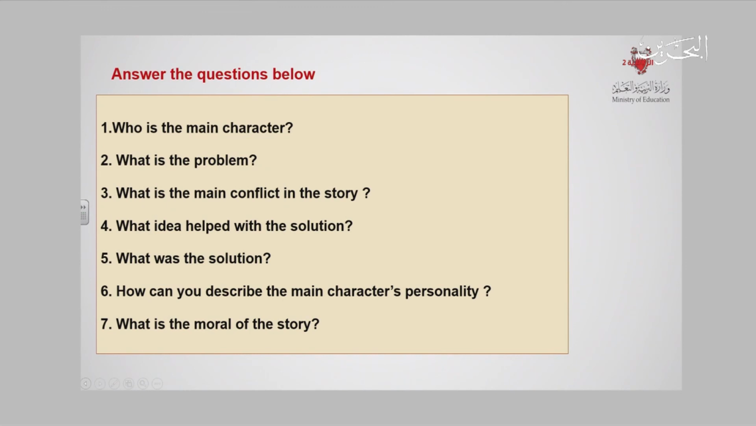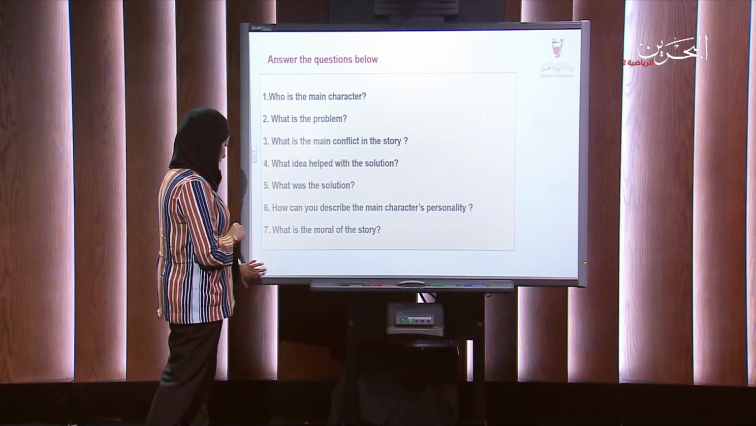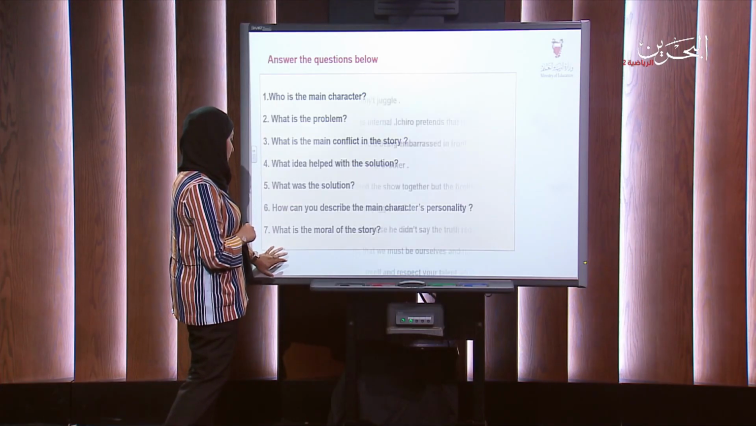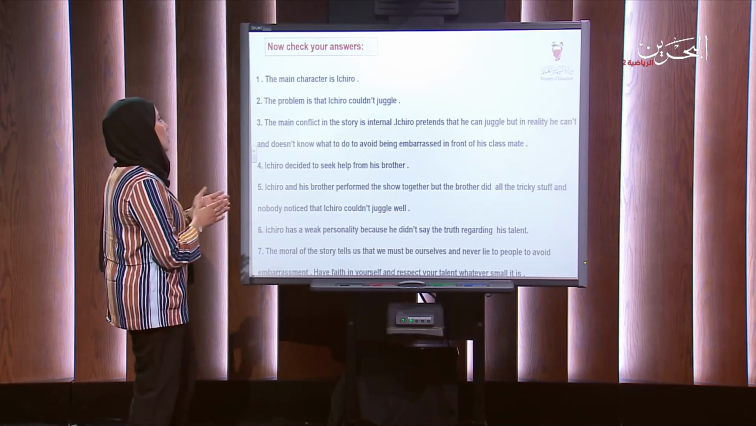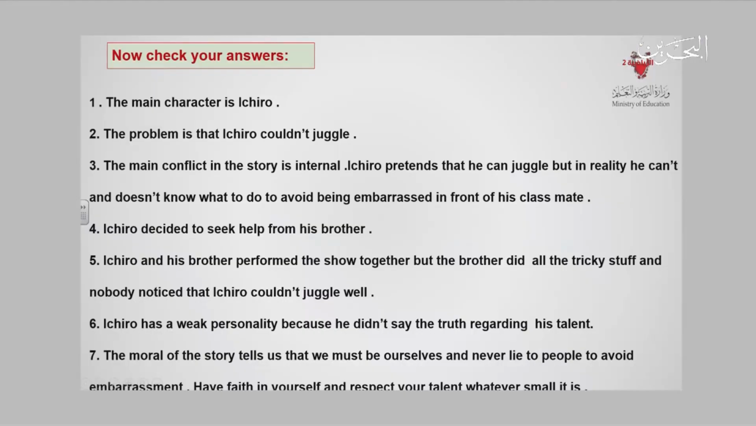Now, let's check your answers all together. The main character is Orcho. The problem is that Orcho could not juggle. The main conflict in the story is internal.